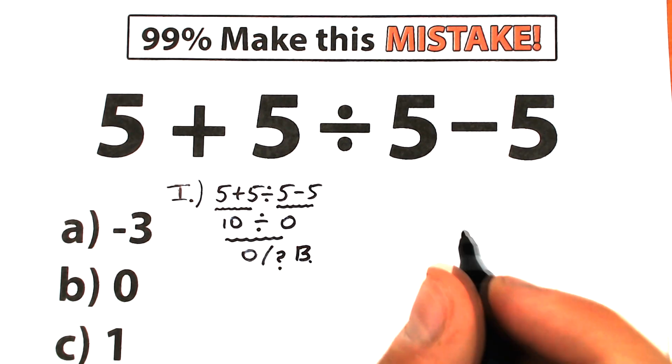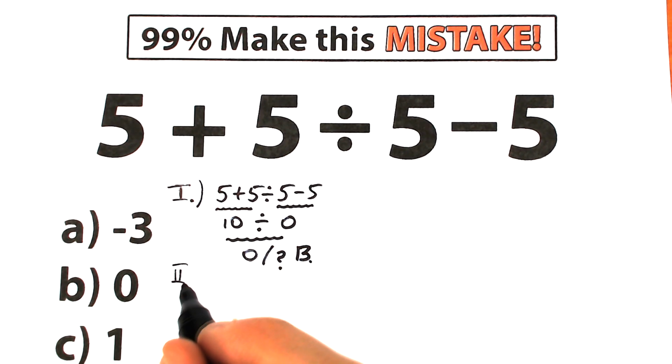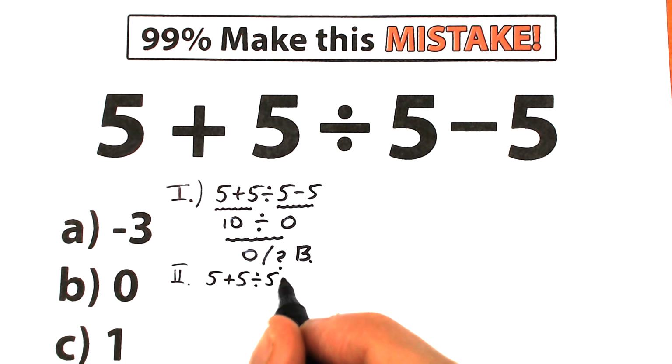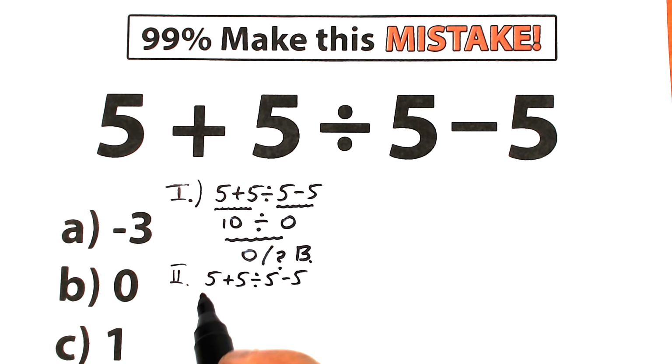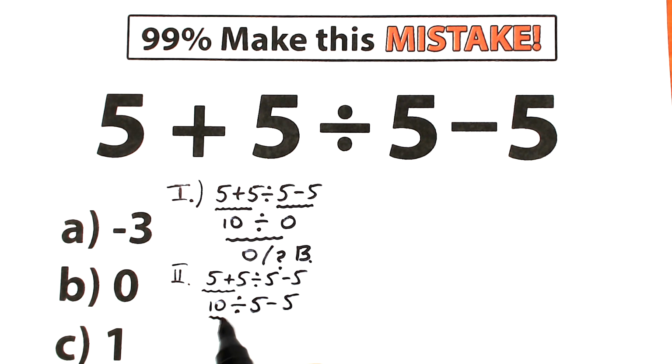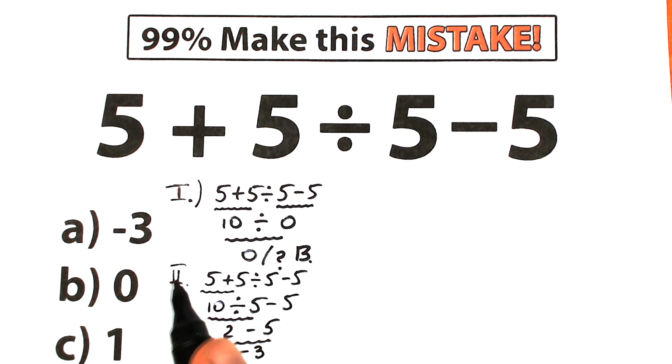Another interpretation looks like this. Imagine we have the expression 5 + 5 ÷ 5 − 5. Take a look closely: 5 + 5 gives us 10, in a strict order from left to right. Then we have 10 ÷ 5 − 5. 10 ÷ 5 gives us 2, and 2 − 5 gives us −3. This is option A, our second interpretation.